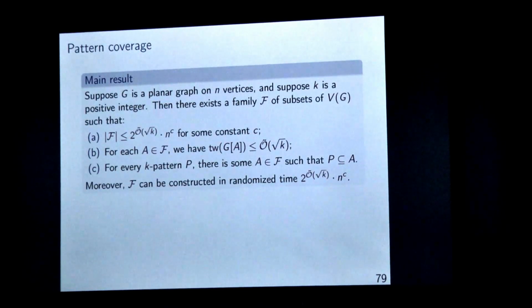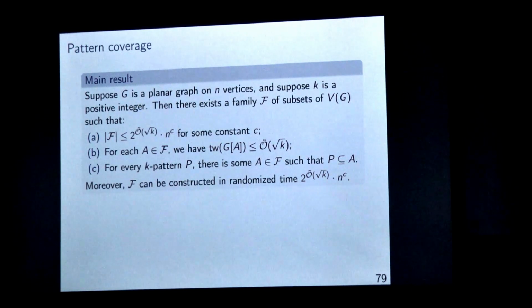Which I just wanted to show you. Suppose G is a planar graph on n vertices, and suppose k is a positive integer. Then there exists a family F of subsets of V(G) such that... So you give me a graph G and a number k, and I'm going to output a family of induced subgraphs of my graph.